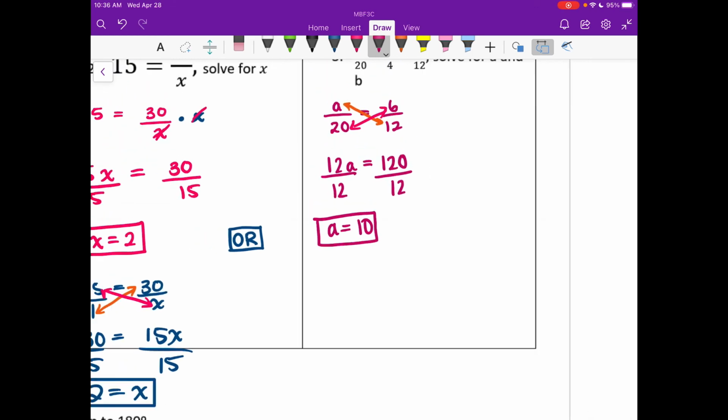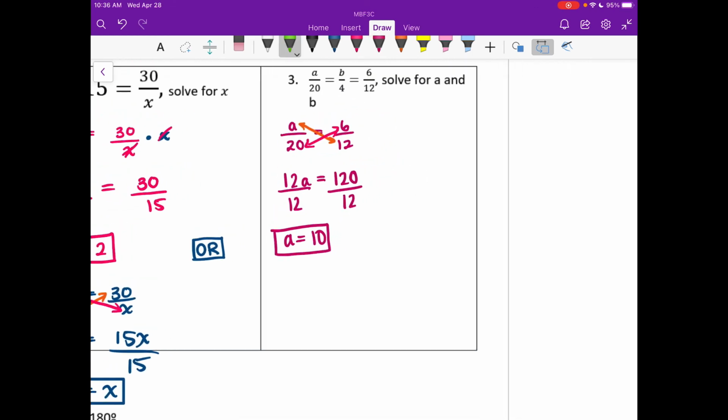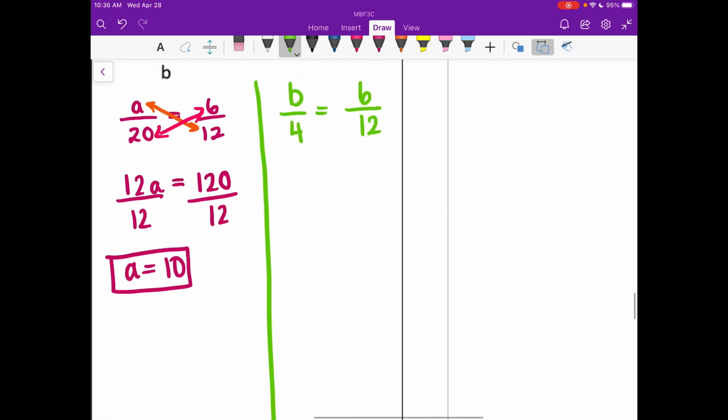Going to try doing the same thing with the b now. So I'm going to do that in this green color. So I'm going to say, okay, b over 4 is equal to also 6 over 12, right? So I'm going to do the same thing. I'm going to cross multiply. I'm going to do b times 12, 4 times 6.